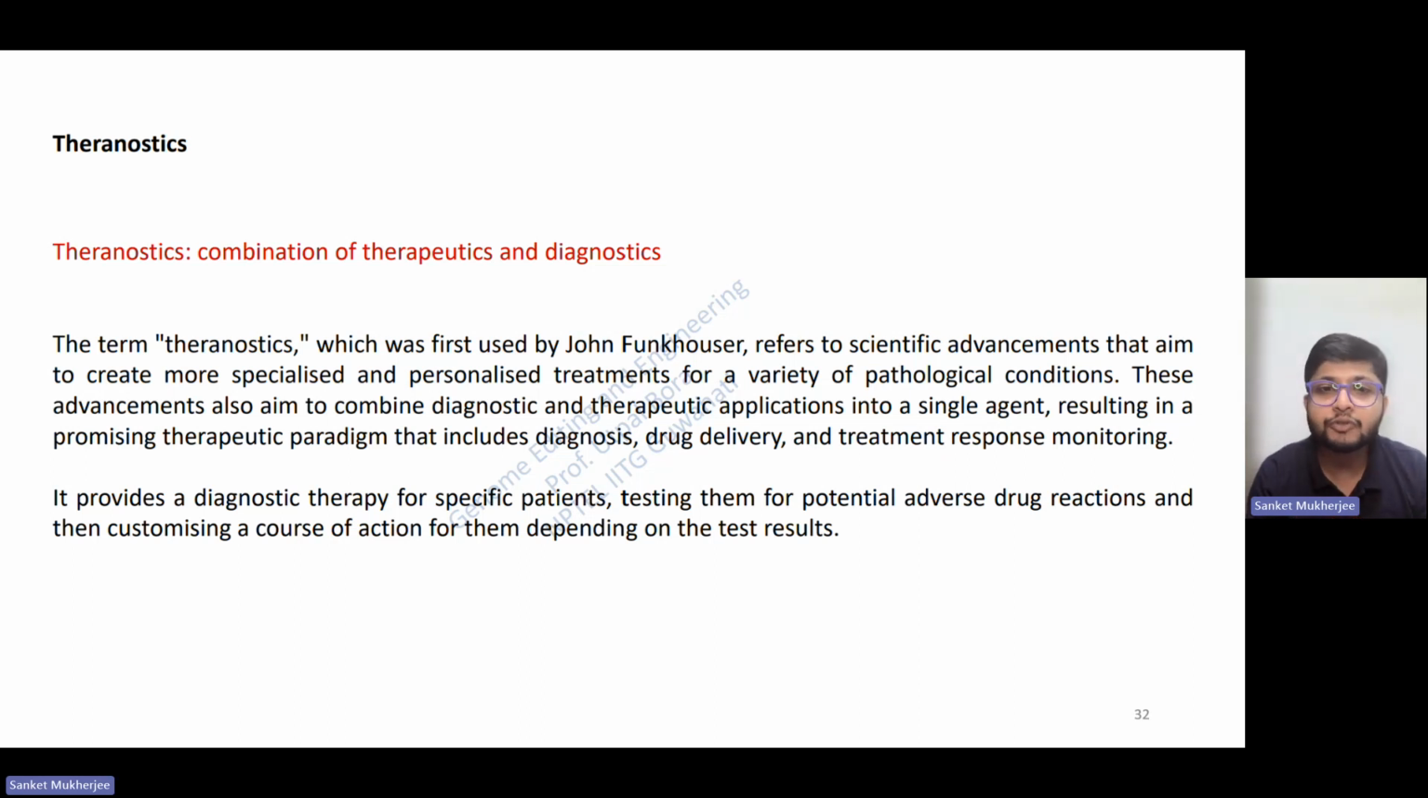The term theranostics, which was first used by John Funkhauser, refers to scientific advancements that aim to create more specialized and personalized treatments for a variety of pathological conditions. These advancements also aim to combine diagnostic and therapeutic applications into a single agent, resulting in a promising therapeutic paradigm that includes diagnosis, drug delivery, and treatment response monitoring. It provides a diagnostic therapy for a specific patient, testing them for potential adverse drug reactions, and then customizing a course of action for them depending on the test results.